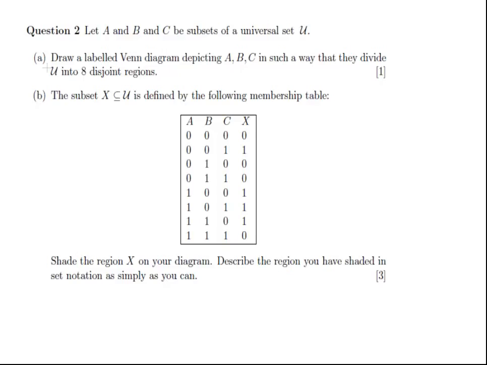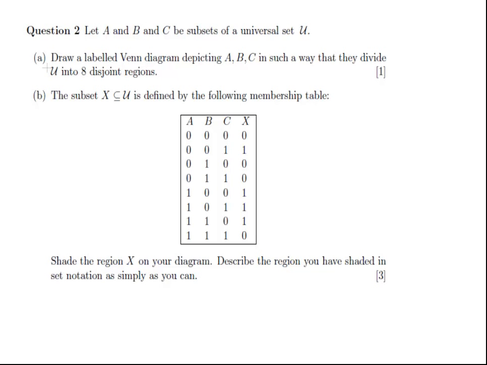So in this presentation, we're going to look at set theory. What we have here is: draw a labeled Venn diagram depicting A, B, C. These are three events, three subsets of the universal set U, in such a way that they divide U into 8 disjoint regions. So let's do that first off.